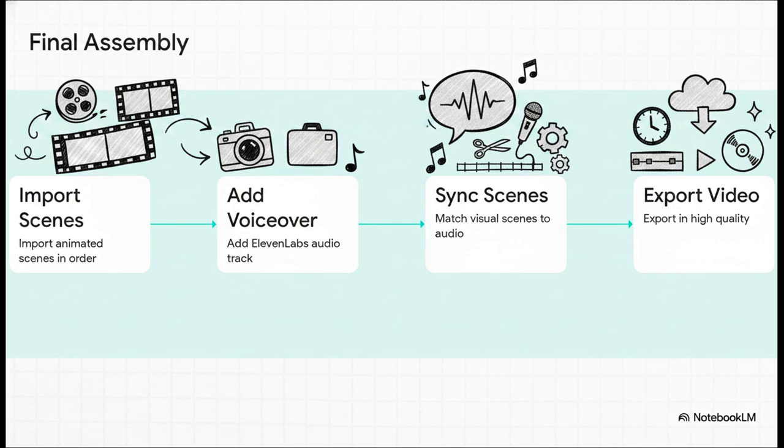Step 1, import all those beautifully animated scenes in chronological sequence. Step 2, drop in your deep, emotional 11 Labs voiceover track. Step 3, and honestly, this is the most important part, trim and perfectly sync your scenes so the visuals precisely match the pacing and timing of the spoken story. Keep your audience connected. Finally, Step 4, export your finished masterpiece in high quality.